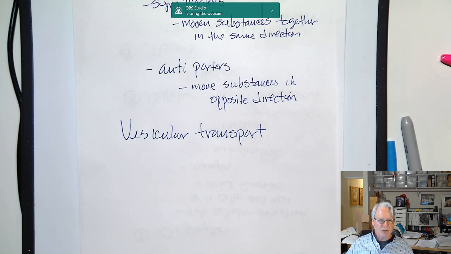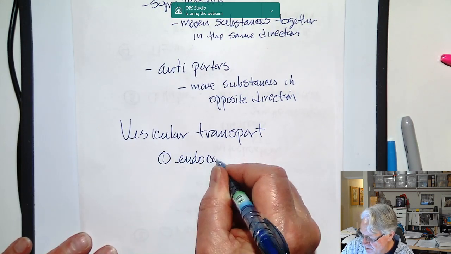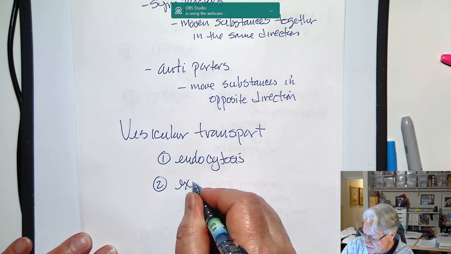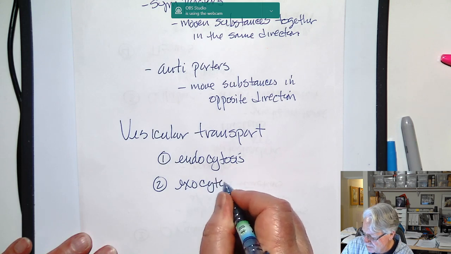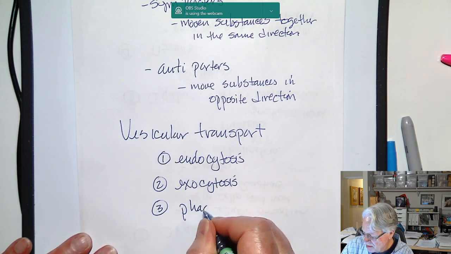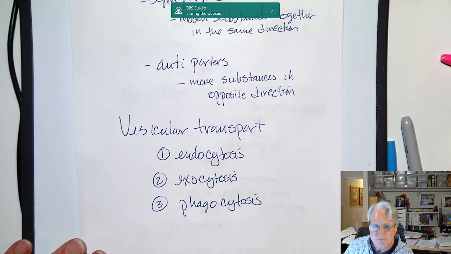The last one, phagocytosis, you will run into again when you do the immune system. But remember, when we listed those, they are number one, endocytosis. Number two, exocytosis. And number three, phagocytosis. Okay.